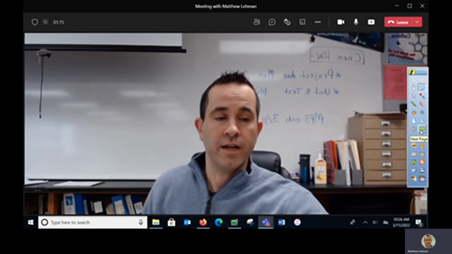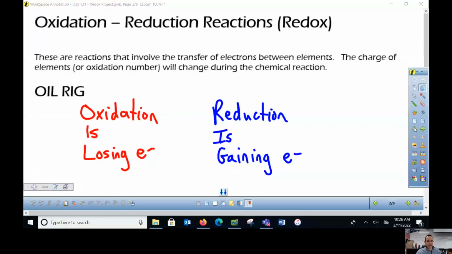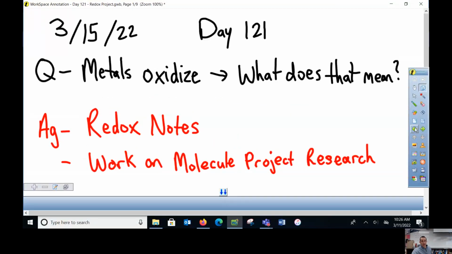Right, hi class. Today we're going to look at oxidation reduction reactions, commonly called redox reactions. We tend to say metals oxidize. What does that mean? Another name for oxidation when we think of metals is rusting. Really what's happening is metals are combining with oxygen, and as a result, when something becomes oxidized, it's going to lose electrons.